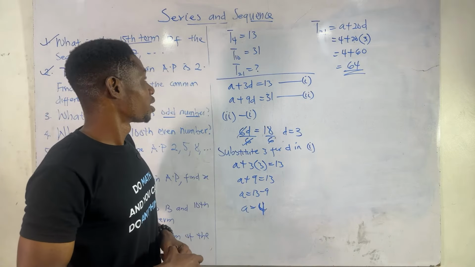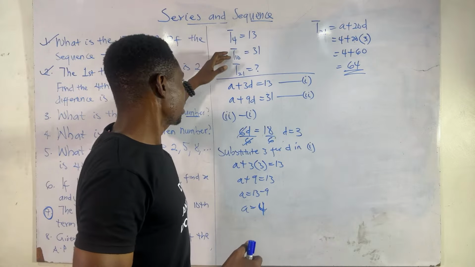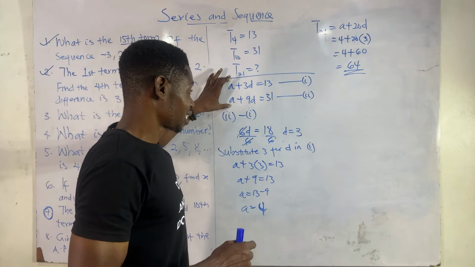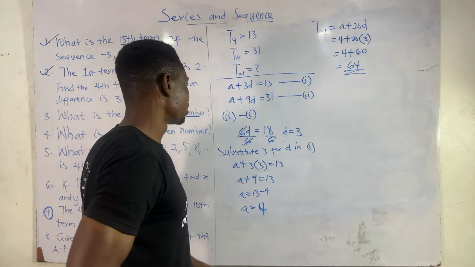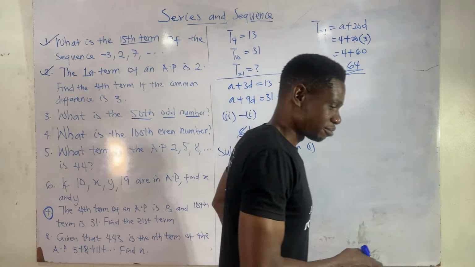Yeah, an interesting one. So take note, when you are not given the A and the D and you are given two terms, you can form a simultaneous equation, subtract, just play around with it. So once you have your A and your D, you can do anything.